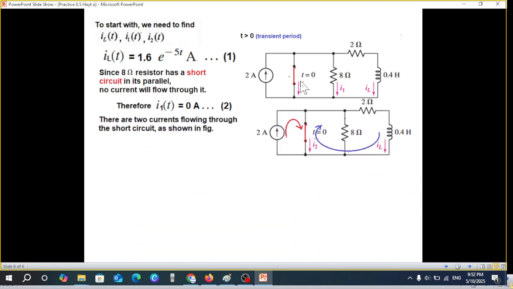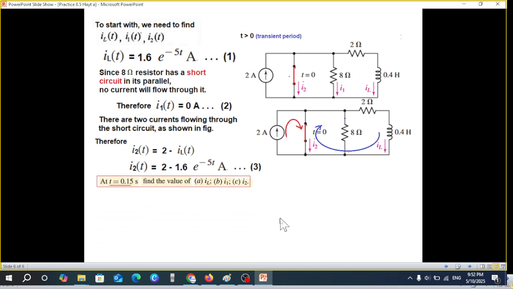Now coming to I2(t), there are two currents flowing through the short circuit: one is 2 ampere and the other is the inductor current. The inductor is an energy source and will gradually dissipate its energy through this path. So with two currents, we can say that I2(t) is 2 ampere minus IL(t). And plugging in the value of IL(t), we'll put this value. So this is our third equation. So we have one equation, two equations, and three equations. These are all general equations in terms of t.